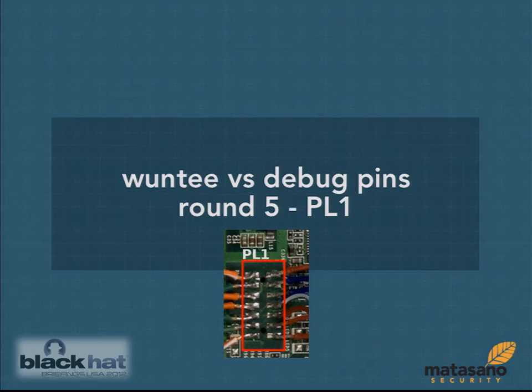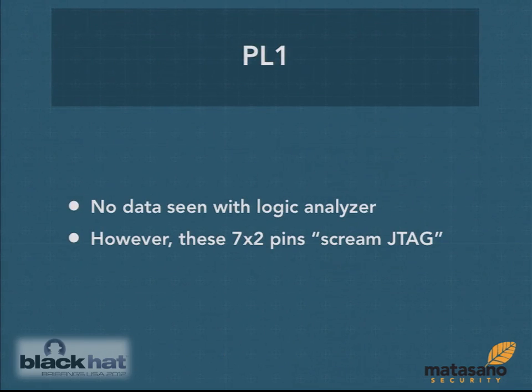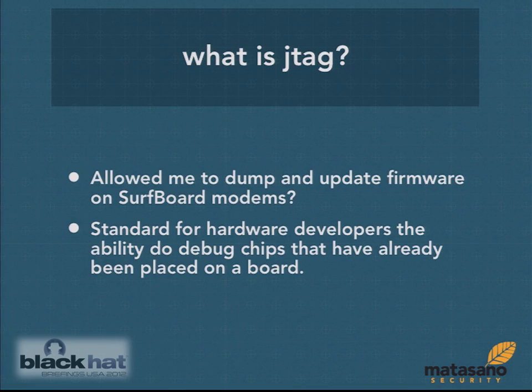So then I moved on to another set of debug pins which looked exactly the same as the last one, just in a different location on the board, which was PL1. There was no data like the other pins being seen over this. However, someone at Montesano told me that these scream JTAG. They look like they should be JTAG pinouts for whatever reason. It was actually Cody who did a talk on Tuesday. So I started reading about JTAG, trying to figure out what I could do to get some sort of data from these pins.